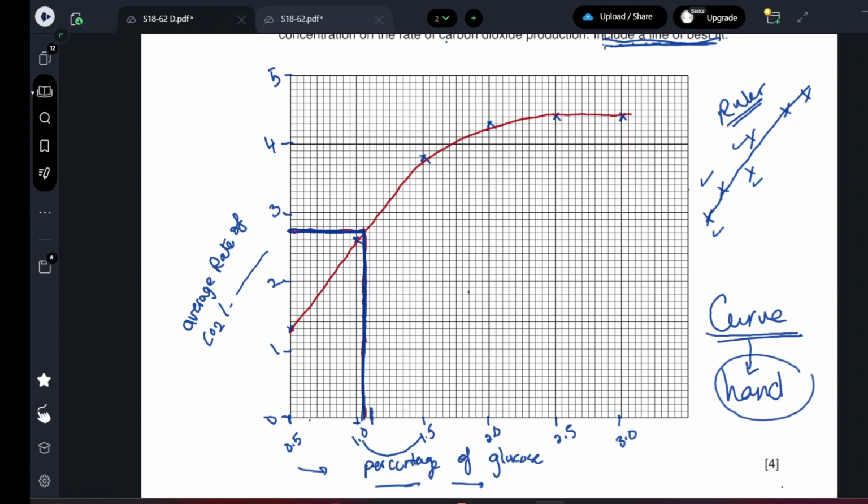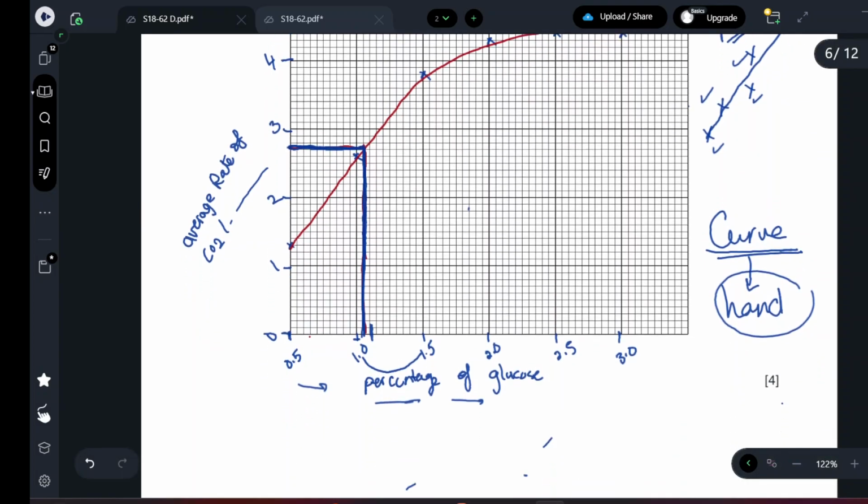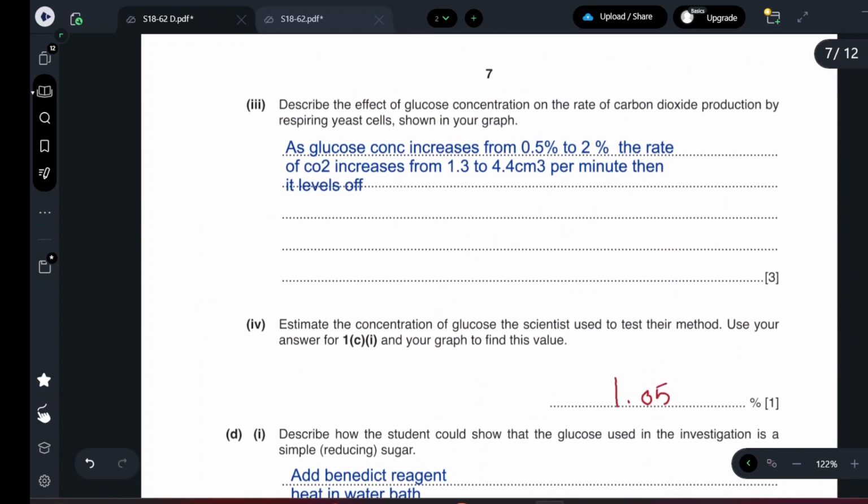This line could vary slightly between the people, between your answers, because it's according to the line drawn. As long as you read the number correctly from your graph, you will have the correct answer. For me here, it's 1 box after the 1, so it gave me 1.05.